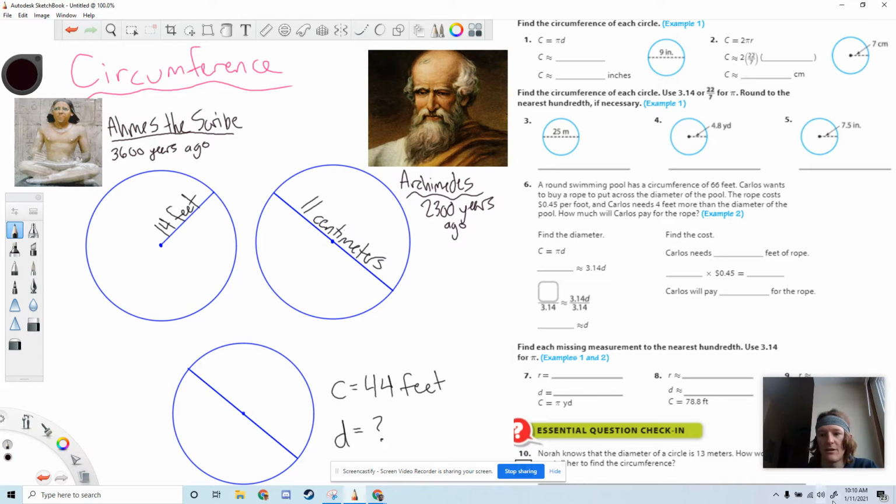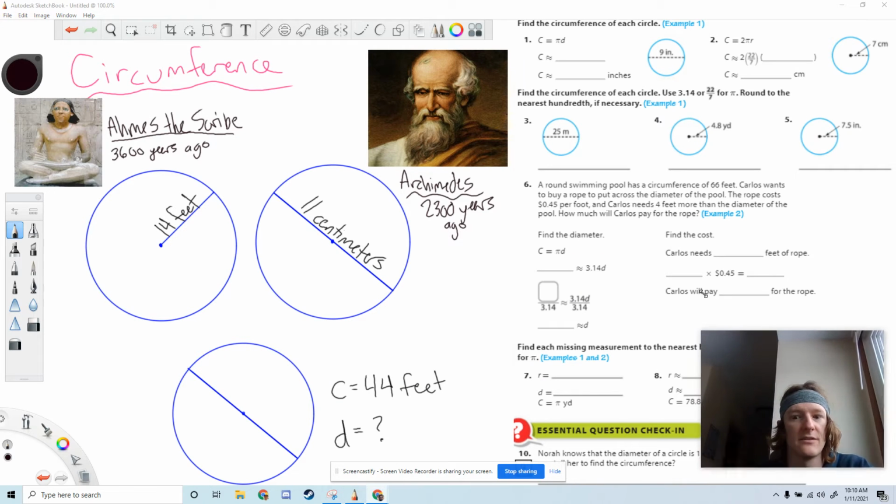This will be a video for 7th grade. This is going to be section 9.1. We're going to talk about circumference of a circle. And this is going to be our first use of the symbol, the number pi.